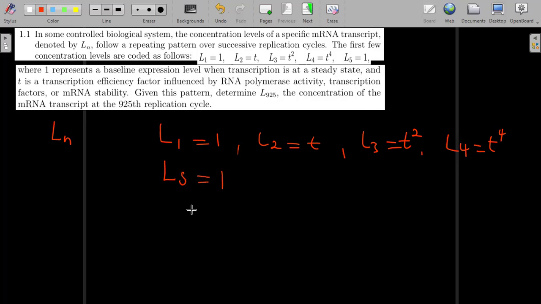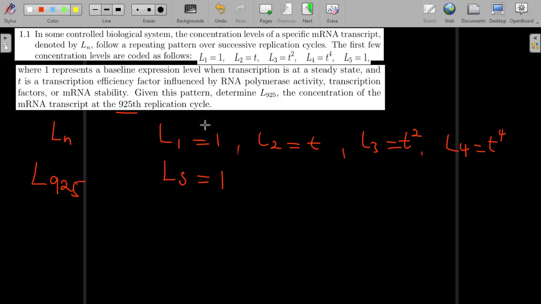And L5 is 1 again. They're saying that 1 represents a baseline expression level when the transcription is at a steady state, and t is a transcription efficiency factor influenced by mRNA polymerase activity, transcription factors, or mRNA stability. Given this pattern, determine L925, that is the concentration of the mRNA transcript at the 925th replication cycle.